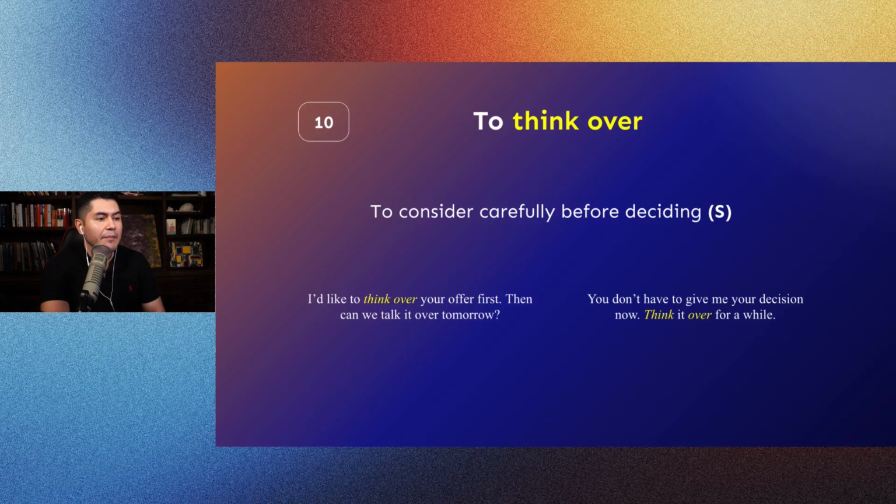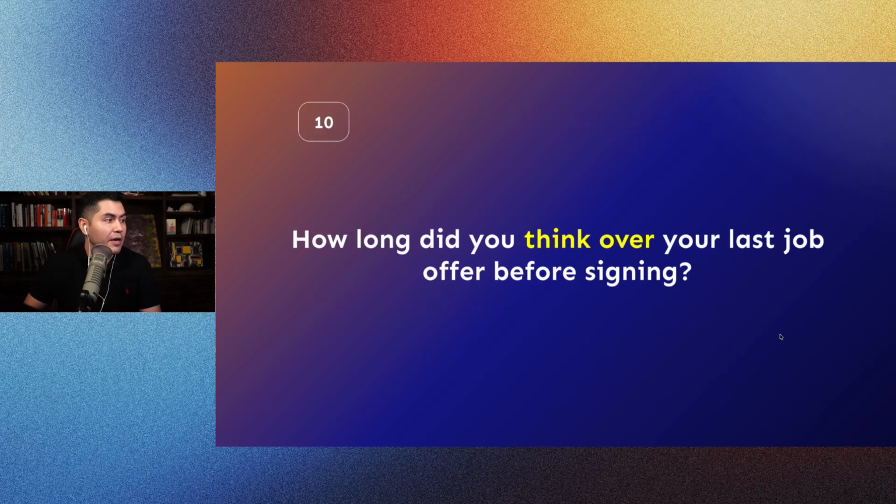Now, the second example: you don't have to give me your decision now. Think it over for a while. Exactly what I was talking about. Okay. And how long did you think over your last job offer before signing? You were offered a job, you went through the interview process, you gave them all the documentation, and then they come and say, okay, here's what we have to offer you. This is the schedule. These are your responsibilities, and this is your salary. So how long did it take you to think it over?